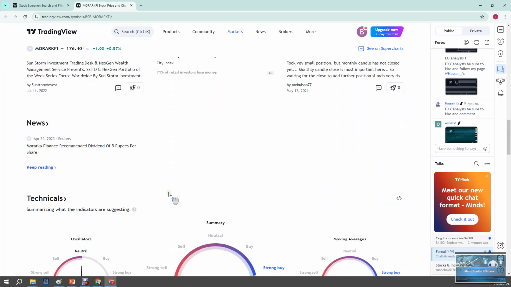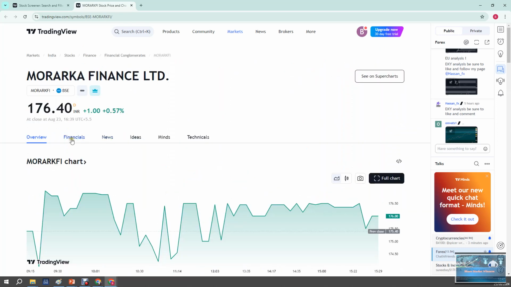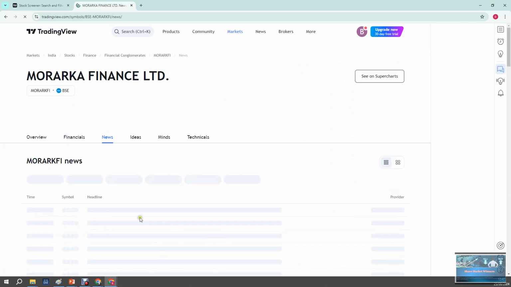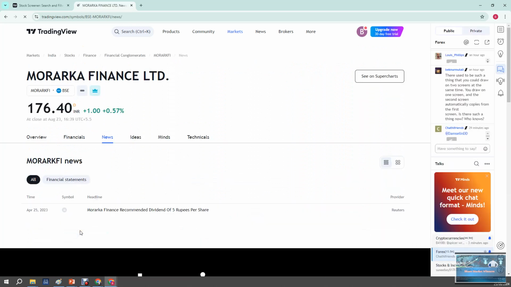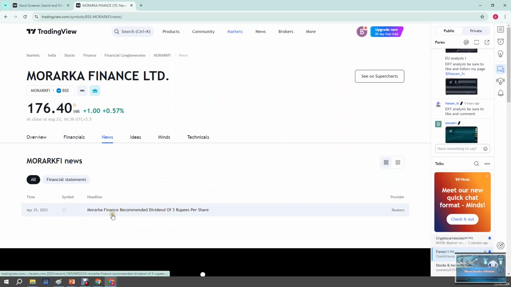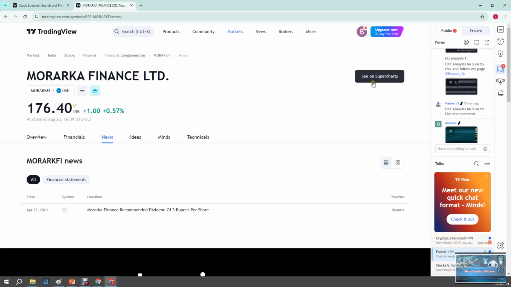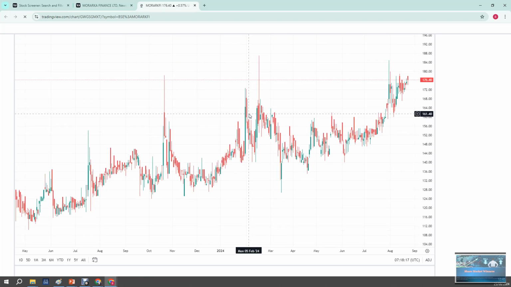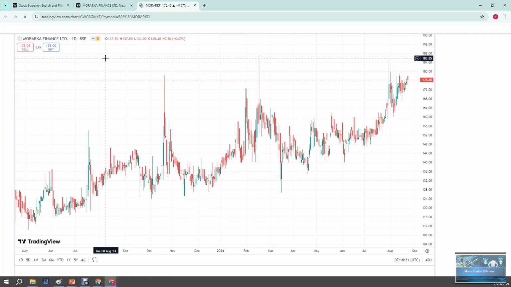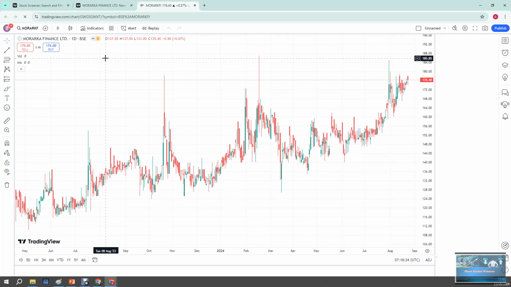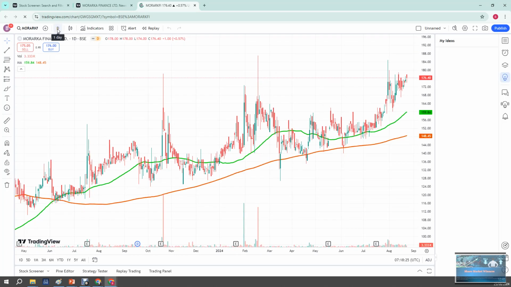All these details will be there at a high level, and the news relevant to those stocks, which you can also see in the same TradingView itself. If there is any news, if you click on the super chart, you'll be able to see the detailed chart view, where you can adjust the chart pattern based on the timing or time durations.